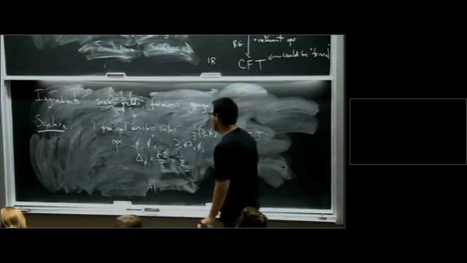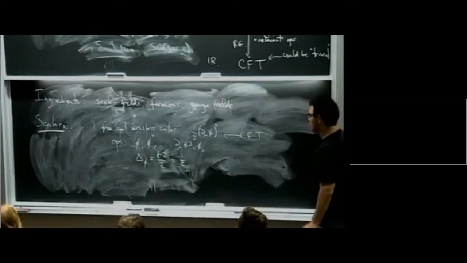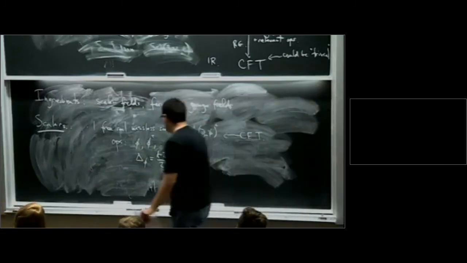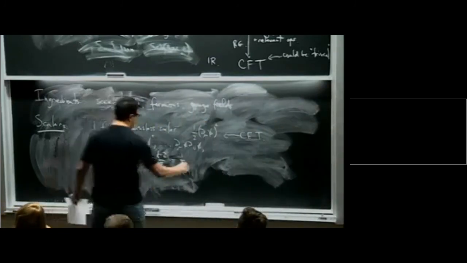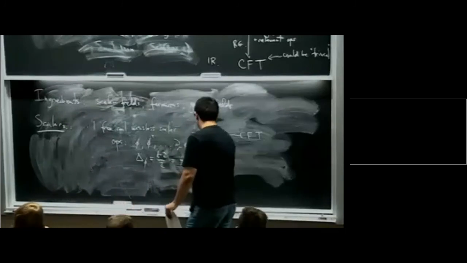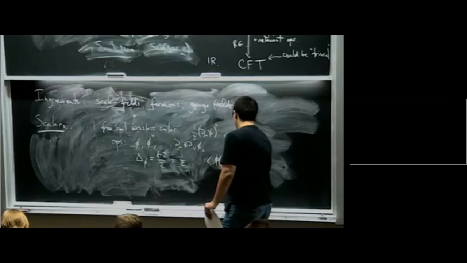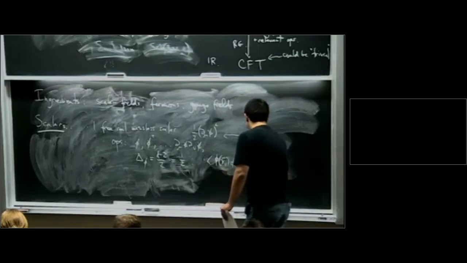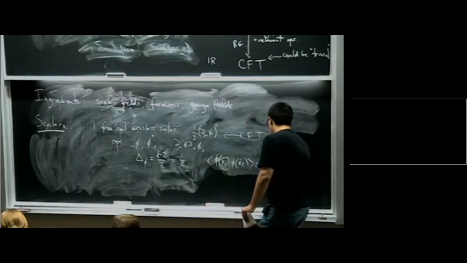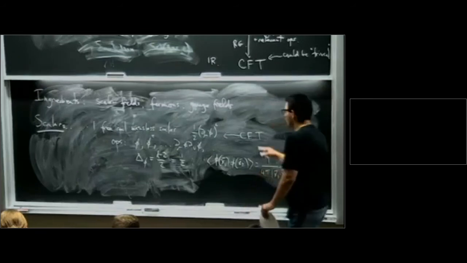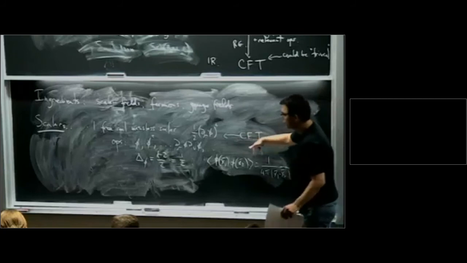Correlation functions in this theory are computed using Wick contractions. So, for instance, the 2-point function of phi of x1, phi of x2, is 1 over 4 pi |x1 minus x2|. And all other correlation functions of all the other operators are computed using Wick contractions with this propagator. Okay.